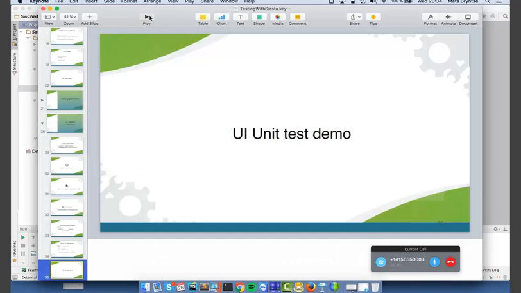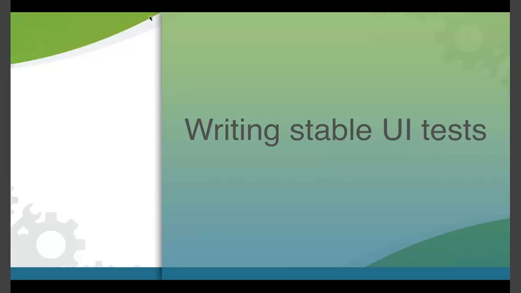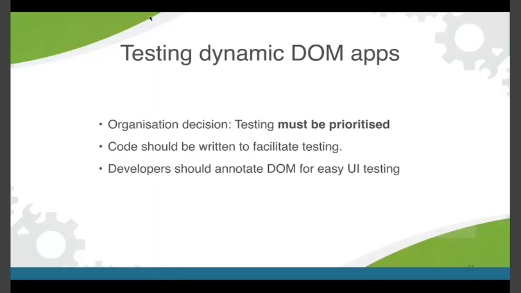All right, so let's go back to the slides. And then, of course, since UI tests are a little bit more complex, we'll want to make sure they're stable. So when you test dynamic DOM applications, which is basically always the case these days, unless you write static HTML websites, of course, but for frameworks like ExtJS or Angular, there's a lot of dynamic DOM. And testing dynamic DOM is, of course, a little bit tricky.